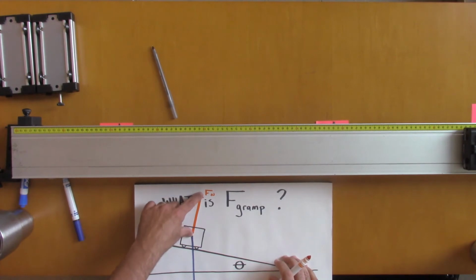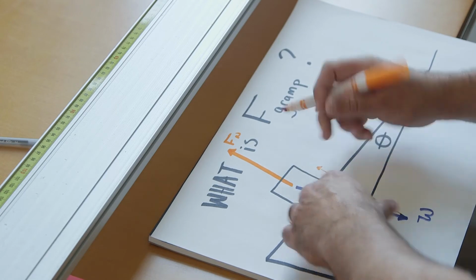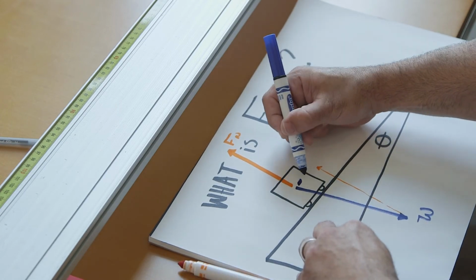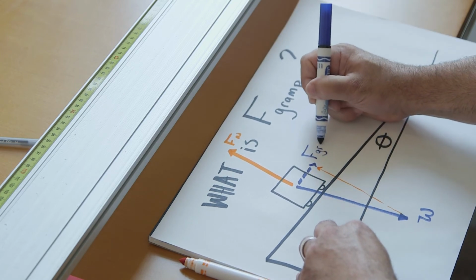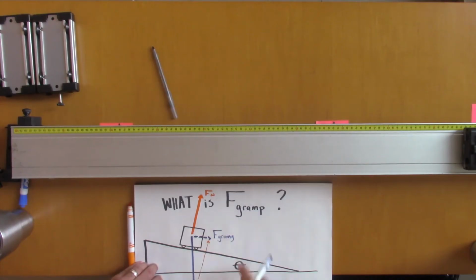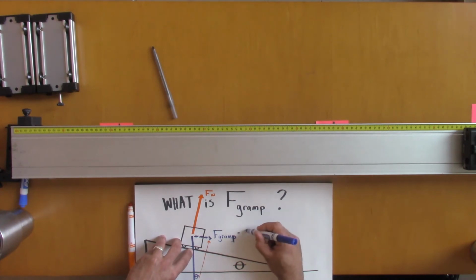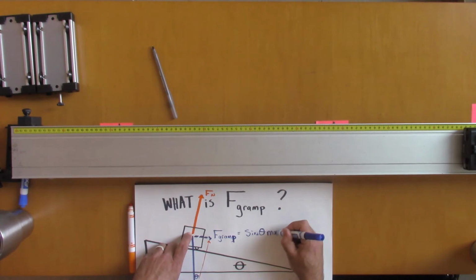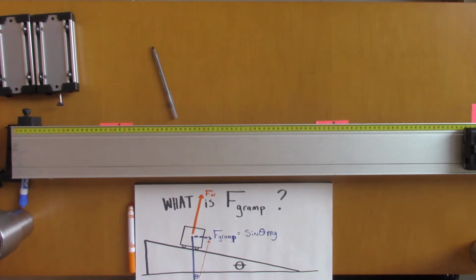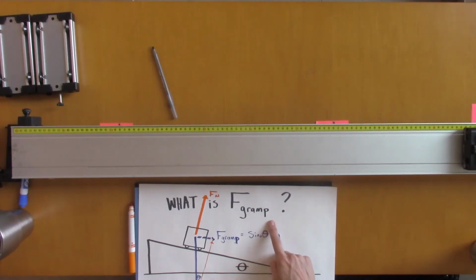If we take normal force and add these two vectors together, normal force would be over here. And I end up with this little dotted line as being the vector sum of those two forces. That's what FGRAMP is. It comes in really handy. If I label this angle theta and this angle theta, it's opposite of the hypotenuse. So FGRAMP is always sine theta times the hypotenuse, which is the weight. That's what FGRAMP is. Oh, so really it's just the force of gravity going down the ramp. Yep, parallel to the ramp.